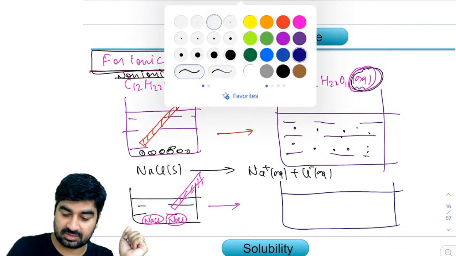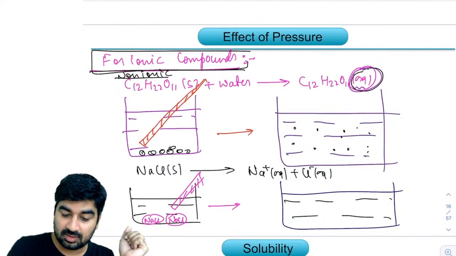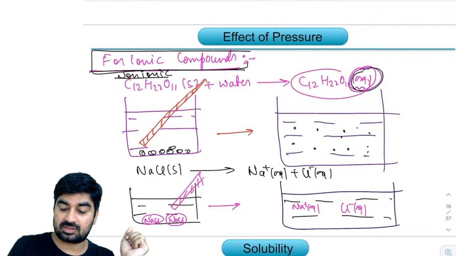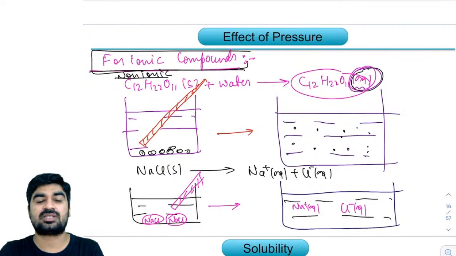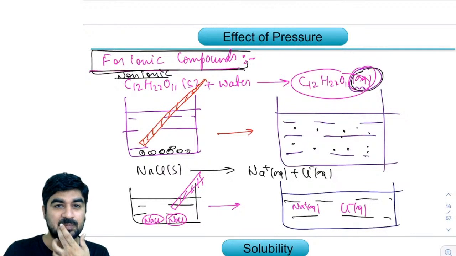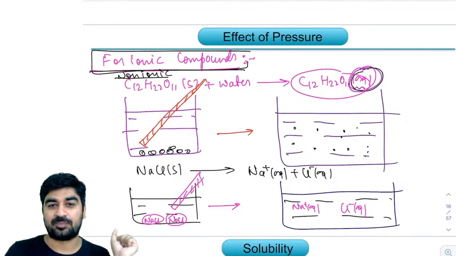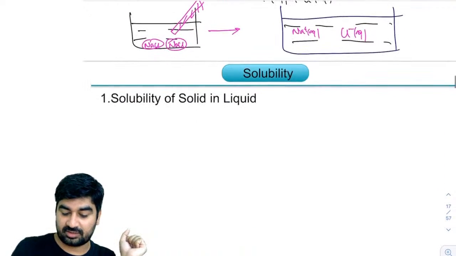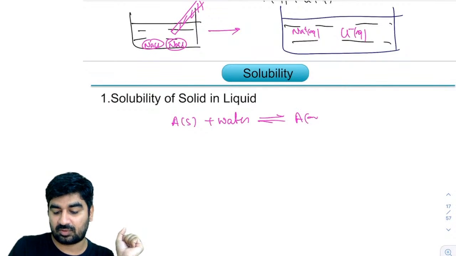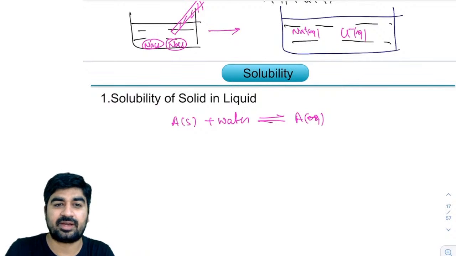So when you are going to stir it, you are going to get Na+ and Cl-. In this case, the whole molecule was intact. So this is dissolution of a solid in a liquid. When a solid dissolves in a liquid, suppose I am taking a solid and dissolving it in water, it is going to give you an aqueous solution.